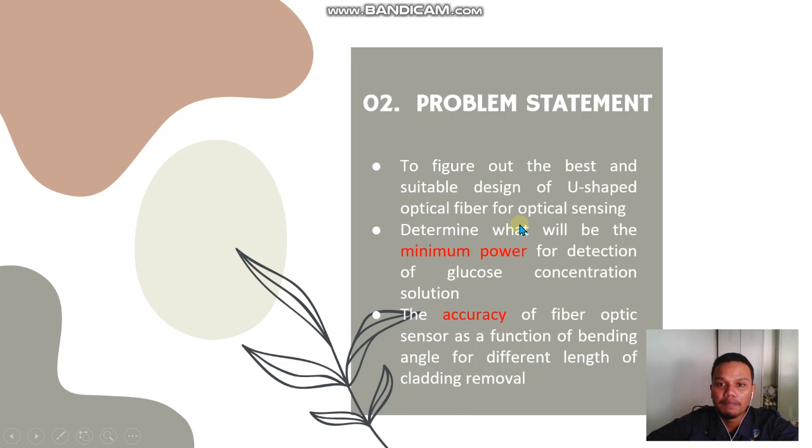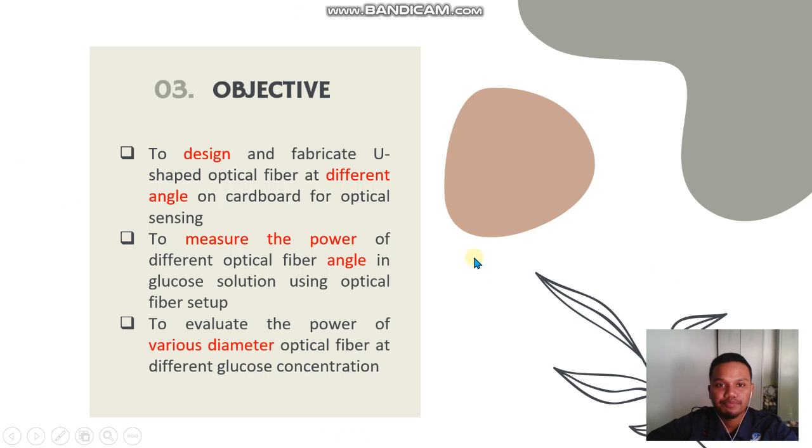For my problem statement, I want to figure out the best and suitable design of U-shaped optical fiber for optical sensing. I also want to determine what will be the minimum power for detection of glucose concentration solution. The accuracy of fiber optic sensor as a function of bending angle for different lengths of cladding removal.